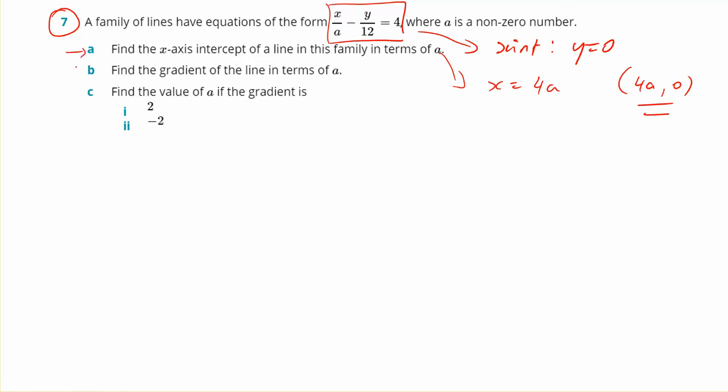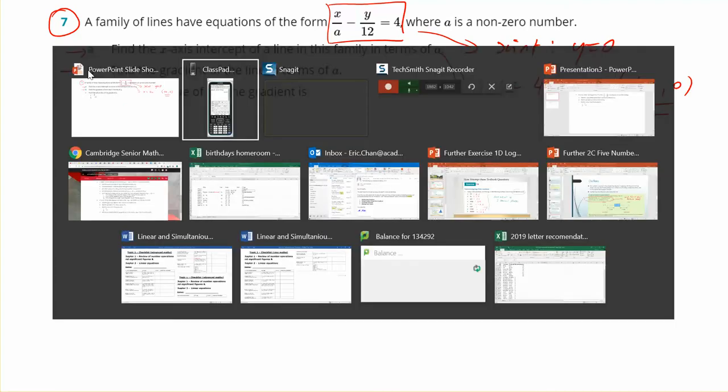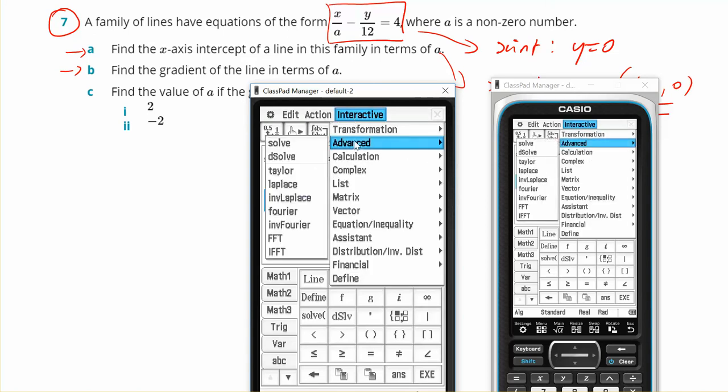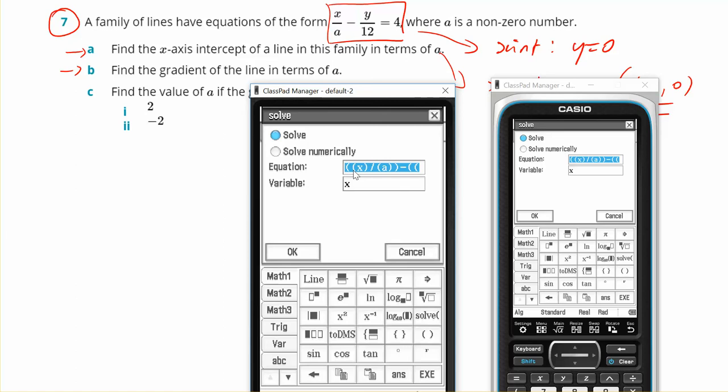Part B says find the gradient of the line in terms of a. Again, we can do this on the calculator. That's pretty straightforward. I've got the equation here. I've just copied and pasted it for convenience, so I don't need to type it again. I'm going to go interactive, advanced, solve. I want it in y equals mx plus c form. Why do I want that? Because in y equals mx plus c form, I can read what the gradient is, because the gradient is always the coefficient in front of the x in that form.